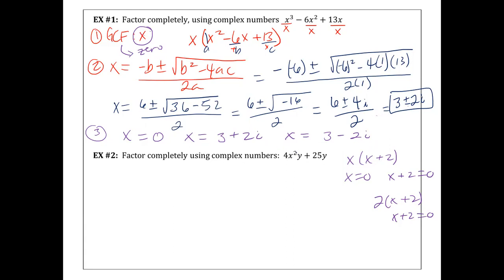Find your zeros. Your zeros are going to become your factors. If you were to write this in factored form, it's just saying that I have x times x minus 3 plus 2i times x minus 3 minus 2i. So this is how we would write the answer if it said factor completely. So that's my factor completely.